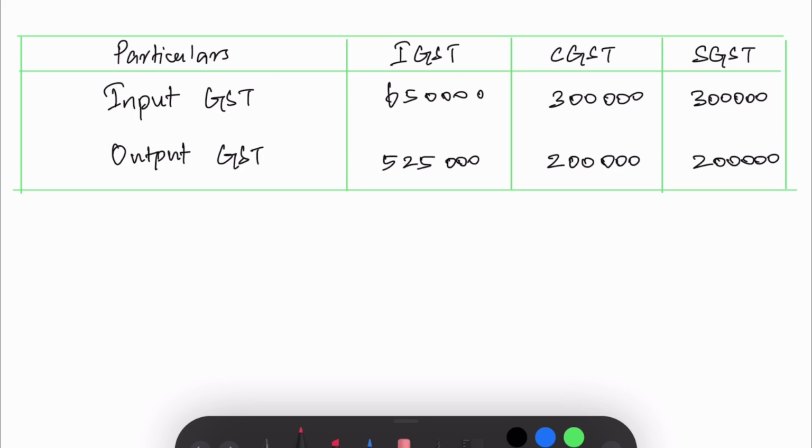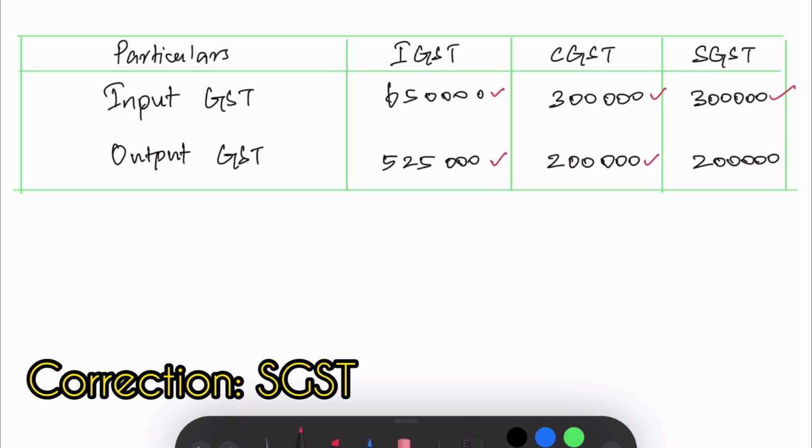how to set off by applying these rules. Now look at this problem where we have input IGST 6,50,000, that is the IGST that we have paid for interstate transactions, and we have output IGST 5,25,000, that is the IGST that we have collected from interstate transactions. Now these two, that is CGST and SGST, are intrastate transactions. Input CGST is 3 lakh, that is the CGST that we have paid, and the CGST that we have collected is 2 lakh.